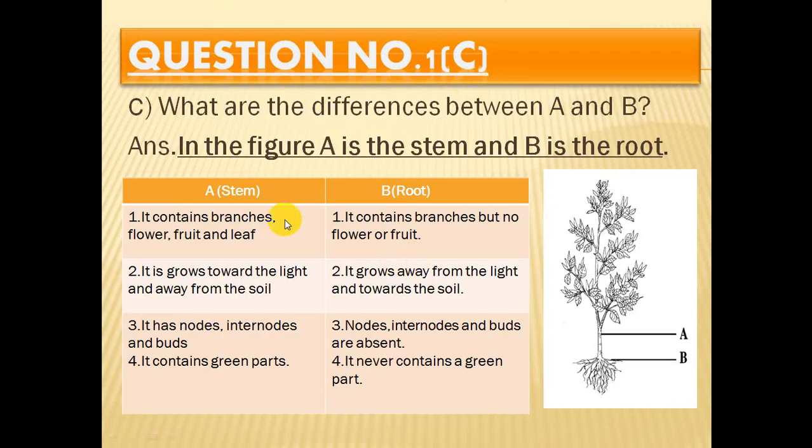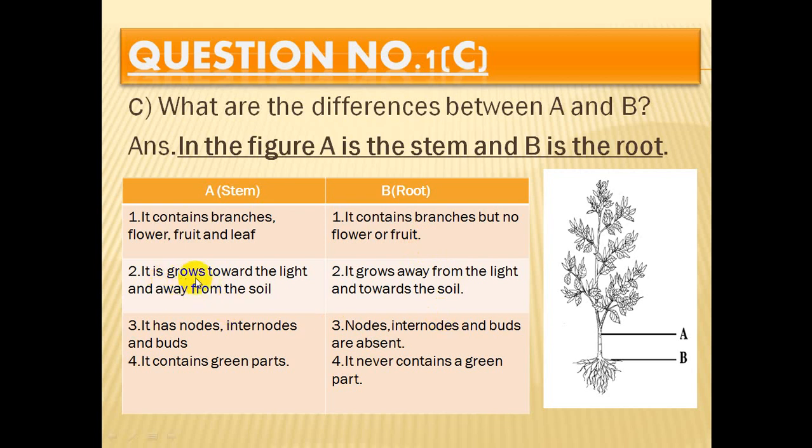If we go to question answer number C: what are the differences between A and B? See, here is the picture of A and here is the picture of B. One plant can be divided into two parts: A is the stem part and B is the root part. In the figure, A is the stem and B is the root. What are the differences between stem and root? Number one: the stem contains branches, flowers, fruits and leaves. The root contains branches but no flowers or fruits.